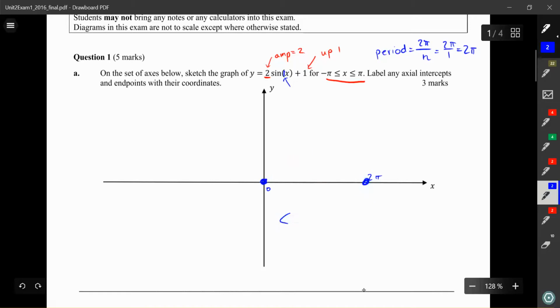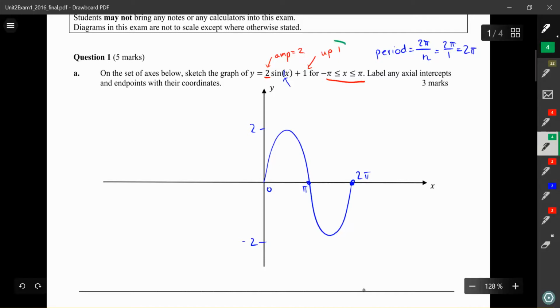So that's what I know. But remember, I had an amplitude of 2, so if I drew it, this is amplitude of 2, negative 2, and it finishes at 0 to 2 pi. And so that means the middle here has to be pi. But you have to also keep in mind that there was an up 1. There was a shift of 1 up.